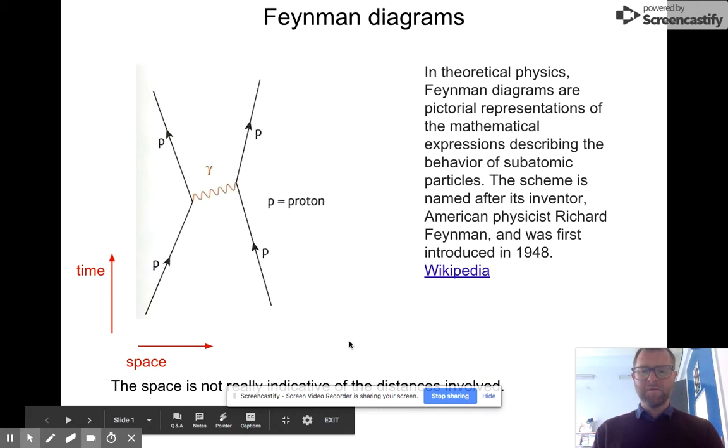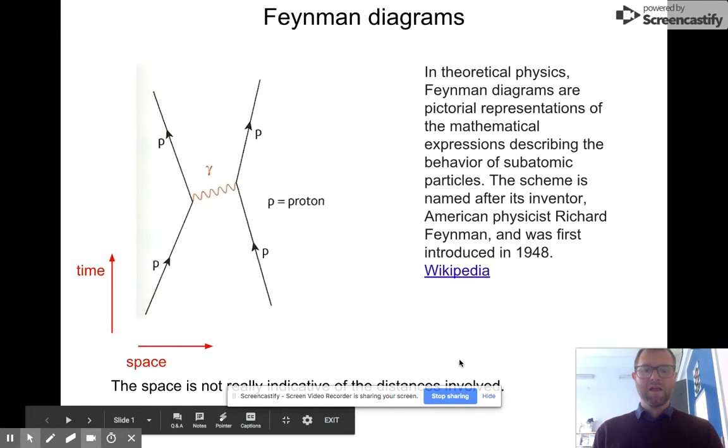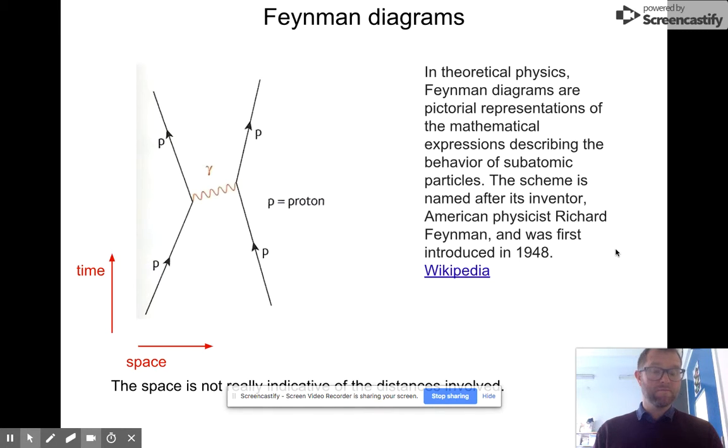Now, one thing to remember here, space is shown, but it is purely a diagram. So it is not an exact indication of the distance involved, although that can be calculated through some other methods. So I'm going to take you through a couple of typical ones of these and just talk you through. As you can see, we have particles going in, in this case protons, and then we have our interaction taking place, and these two protons are repelling each other.